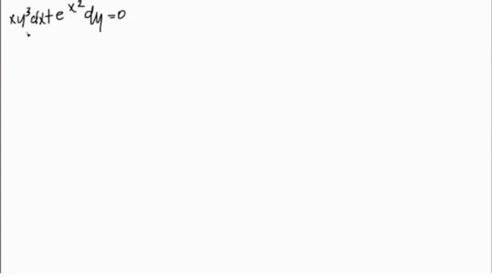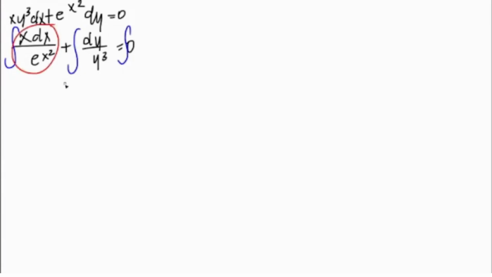So, separate natin yung variables. Magiging x dx all over e raised to x squared plus dy all over y cubed is equal to 0. So, since na-separate na natin yung variables, pwede na natin integrate both sides. Isolve na muna natin yung first term para hindi tayo masyadong malito. So, integral of x dx all over e raised to x squared.